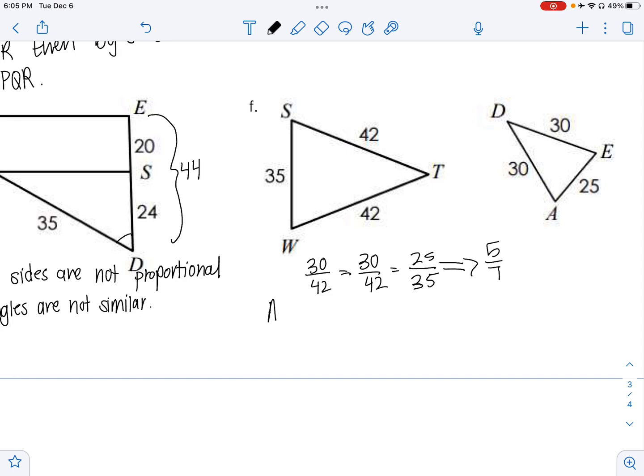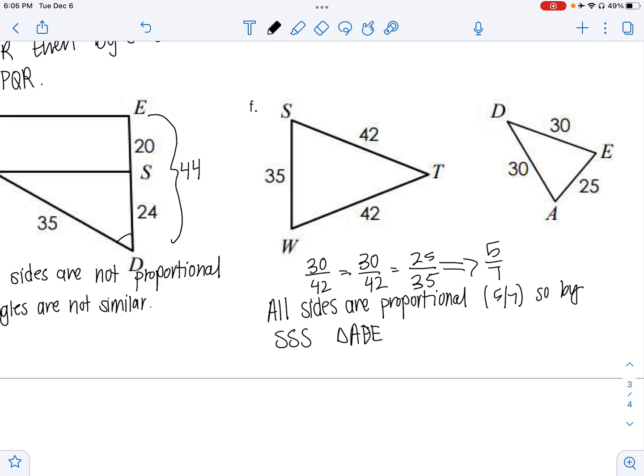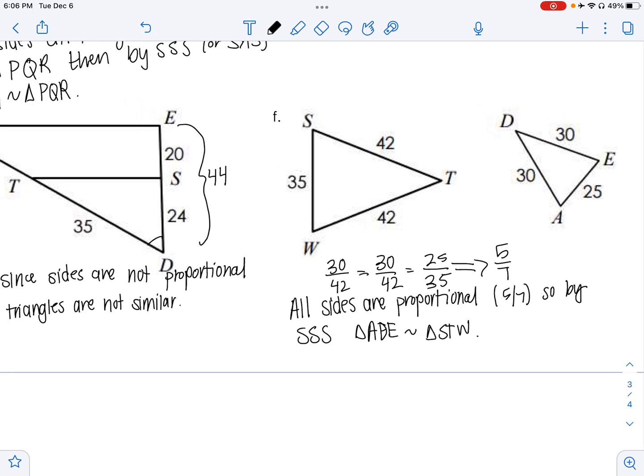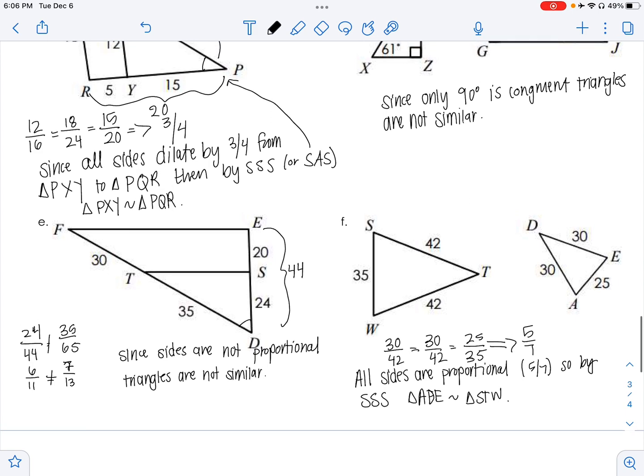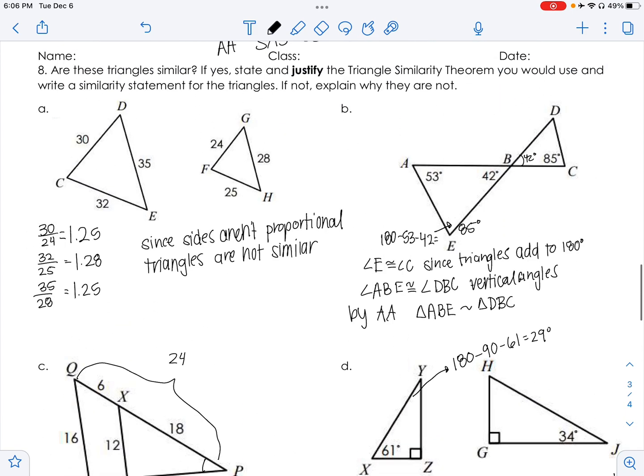So all sides are proportional by 5/7. So by side-side-side, we know that triangle ADE is similar to triangle STW. And there you go. There's how we can use angle-angle, side-angle-side, or side-side-side to show triangle similarity.